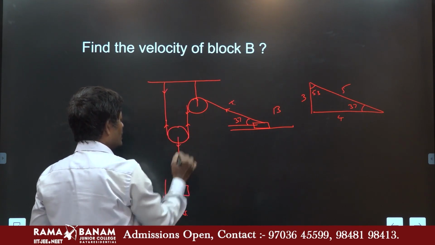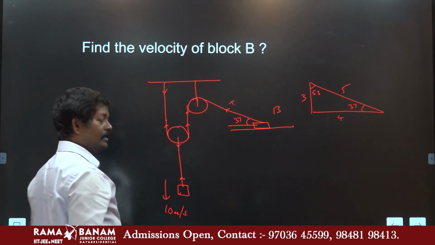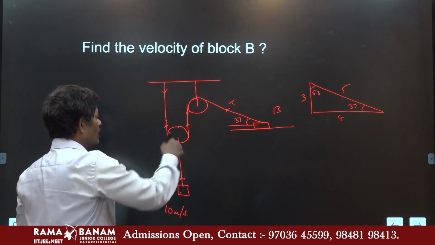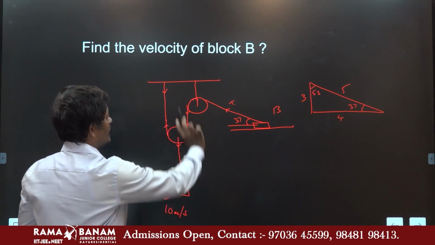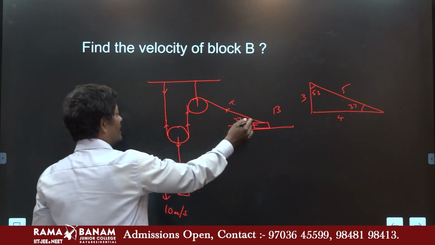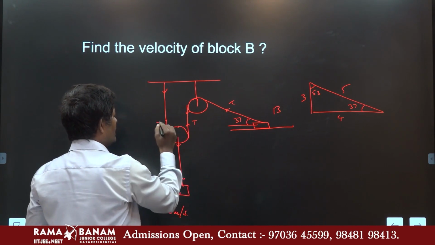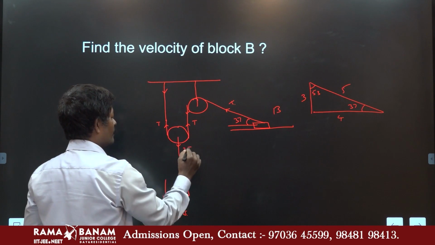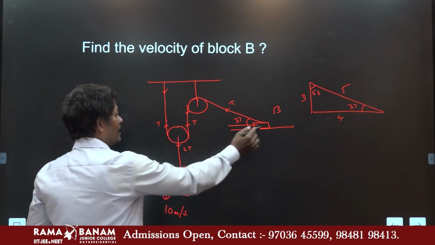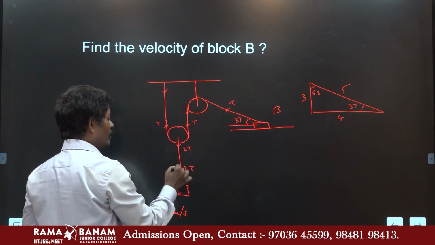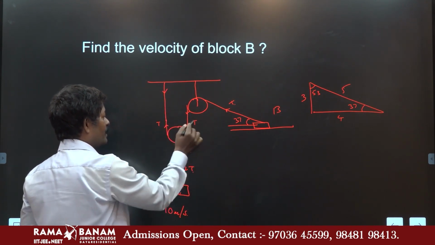Tension always pulls, cannot push. Pulls the block, pulls the pulley up, pulls the block. Tension is T, here it's T, here it's T, here it's 2T. T plus T is 2T here. Very simple. One string, the same tension throughout. You have come back to the next string down, T plus T will be 2T.